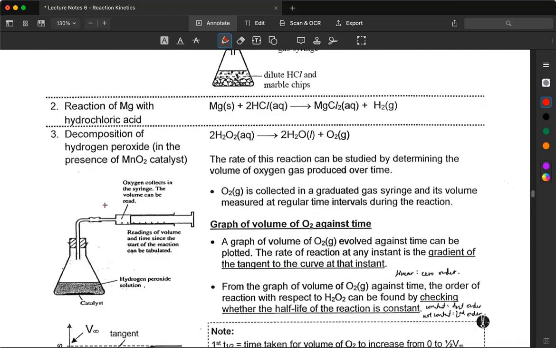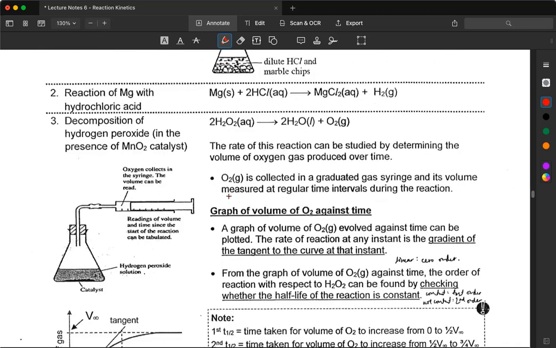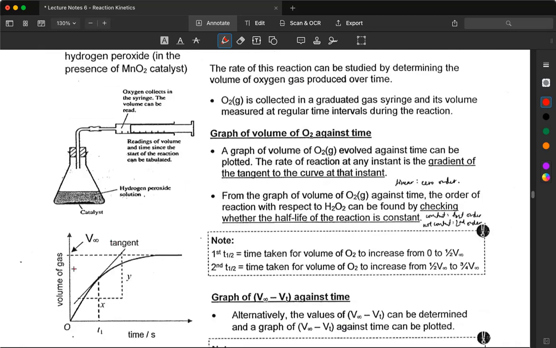So let's say for the decomposition of hydrogen peroxide, you can actually study the kinetics by measuring the volume of O2 gas over time in a graduated or calibrated gas syringe, and the volume is measured at regular time intervals during the reaction. So you can plot a graph of volume of O2 against time, and then obtain the rate of reaction at any instant, which is the gradient of the tangent to the curve at any instant. So from the graph, you can determine the order of reaction by checking if the half-life is constant. Okay?